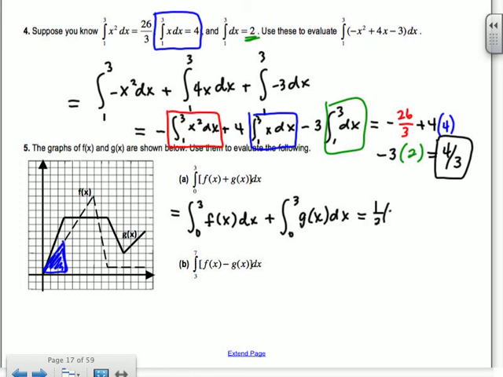So it's 1/2. The base was 3. The height was, I don't know what it was. I drew over it. Ooh, it didn't go very nicely. Oh, no, it does. Right there.